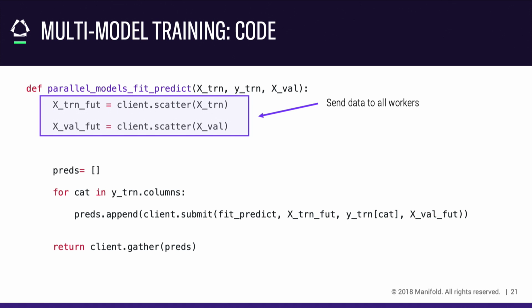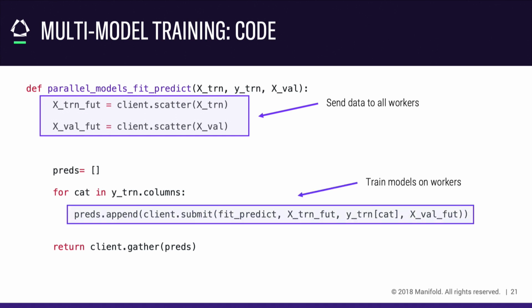So the highlighted piece here is showing the scatter part, sending the data to all the workers. We are sending the training data, that is the xtrain, and the validation data set as well, that is the xval. And what we get back is an object called futures. It's basically like a pointer to the data that's on the worker.